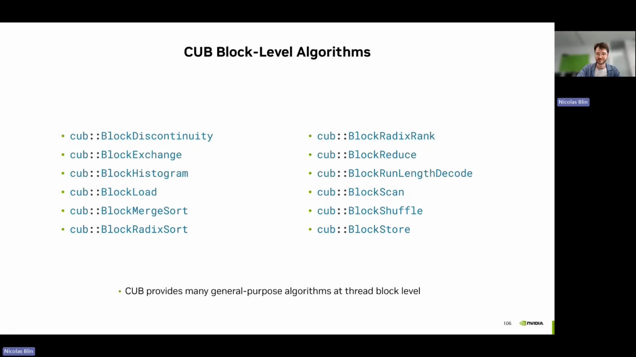CUDA provides many general purpose algorithms at the thread block level. You can see we have exchange, histogram, load, merge sort, radix sort, reduce, scan, shuffle, etc. And we can see here that we have what we need. Instead of writing a block histogram ourselves and potentially producing code that is not highly optimized, we could be using CUDA block histogram instead.